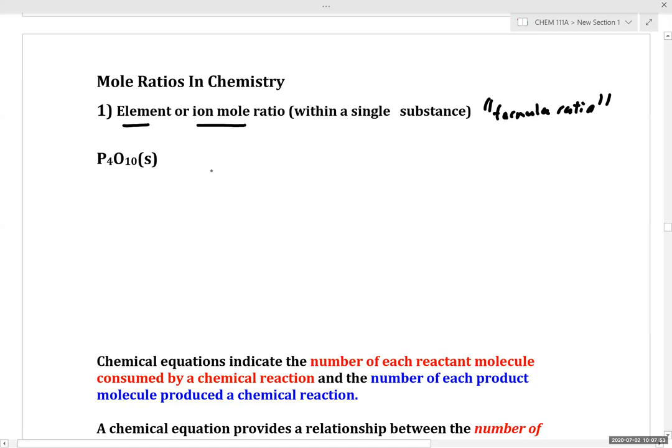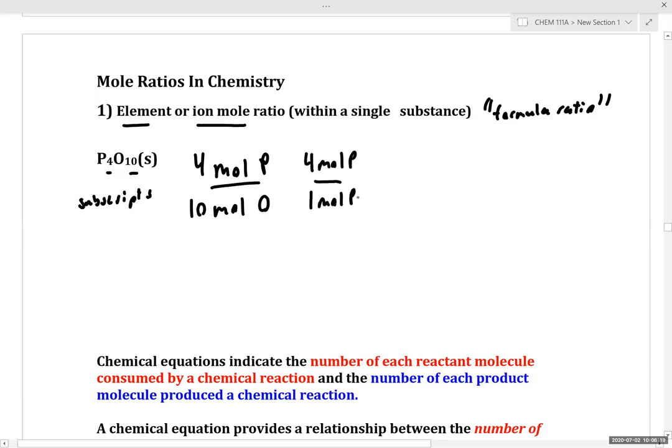So for example, in P4O10, we know we have a certain number of moles of phosphorus per mole of oxygen. In this case, reading off our subscripts, we have 4 moles of phosphorus per 10 moles of oxygen. We also know that we have 4 moles of phosphorus for every 1 mole of P4O10. And we also know we have 10 moles of oxygen for every 1 mole of P4O10.